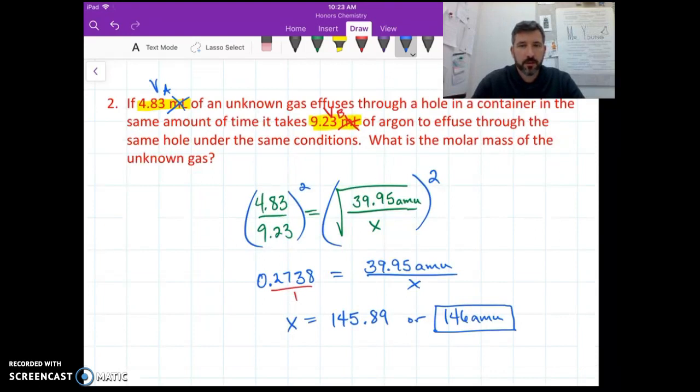Okay, so there you can see my answer and my work. Once again, trying to solve for x, we had to square both sides to get rid of the square root. And then I got this, I want to do the division and then square. I get 0.2738 equals 39.95 over x. I just went ahead and put that over 1 so I could cross multiply, 39.95 times 1 divided by 0.2738. If you wanted to do it the long way, multiply both sides by x, then divide by, it's the same thing. You're dividing 39.95 by 0.2738.